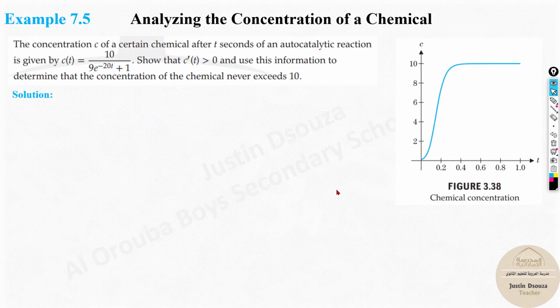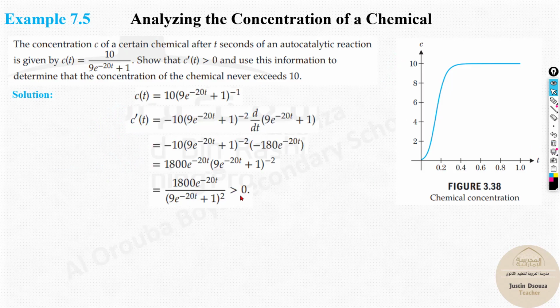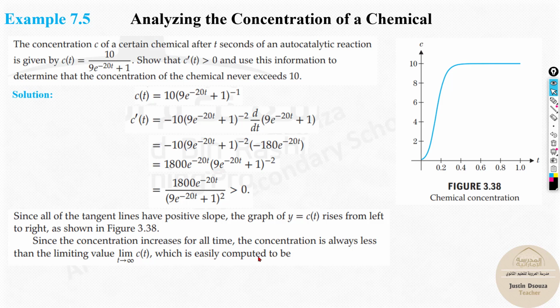Okay, let's look over here quickly. That's the reason, I think it's explained over here. You can just write it, and also you can see the positive slope. It's a slope that's positive, so it just keeps on going up. It won't be negative. And now there's one more thing. They have told us to determine that the concentration of the chemical never exceeds 10.